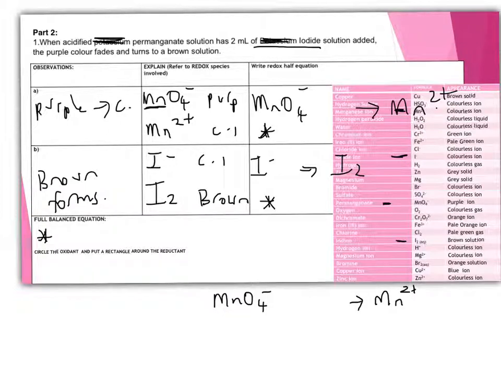Step 1, you balance what isn't hydrogen and oxygen. So in this case it's manganese. There's one there and there's one there. I don't need to do anything. Step 2, I have to add water to balance the oxygens. So I've got 4 oxygens here, so I need to add 4 waters to the other side, so that now I've got 4 oxygens here.